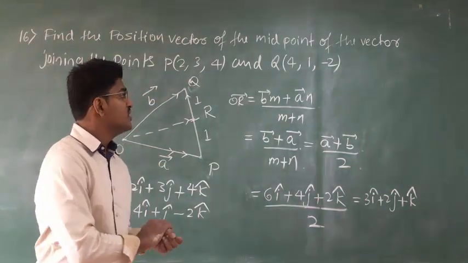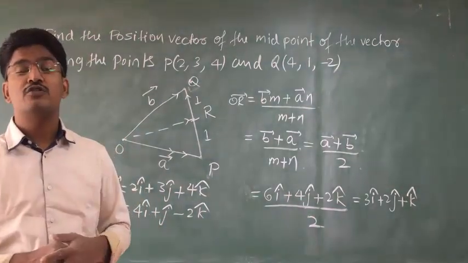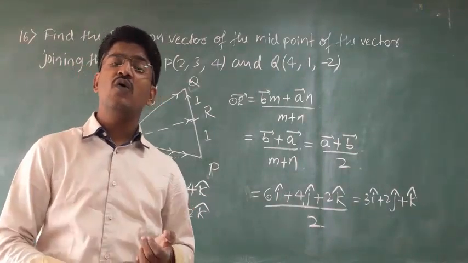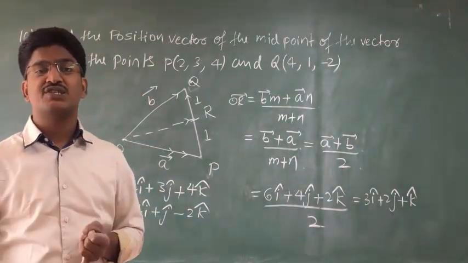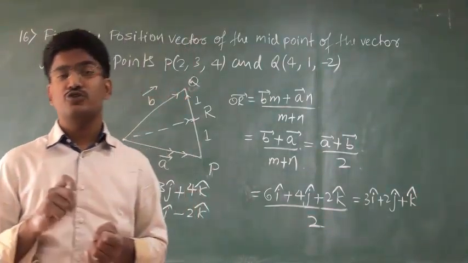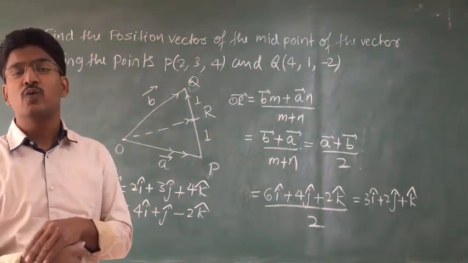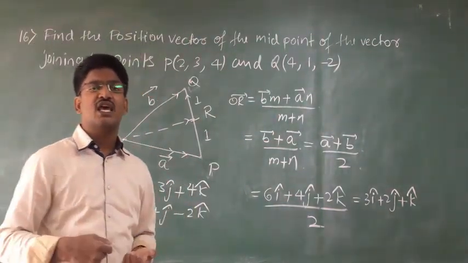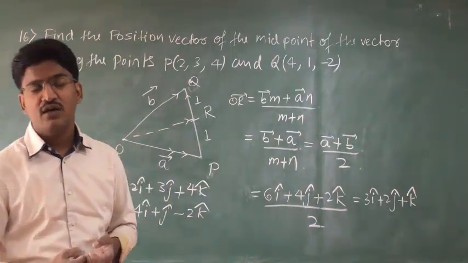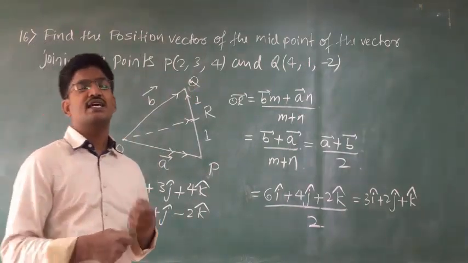Clear? So in the next class, I am going to start the product of two vectors. Till now, we have just gone through the addition and subtraction of two or more vectors. Now we will go to the product of two vectors. One will be scalar, another one will be vector. That means scalar product and vector product. So those things I am going to discuss in the next class.